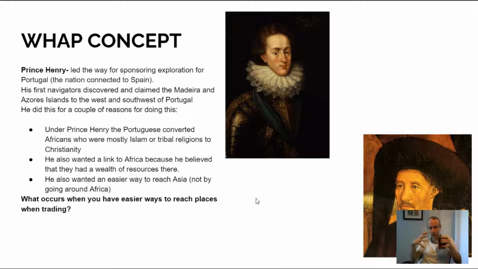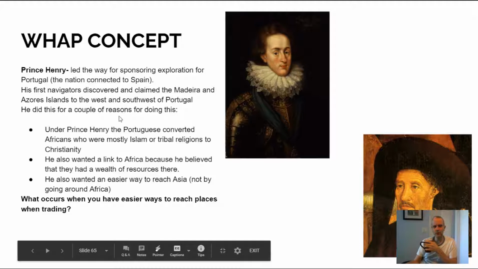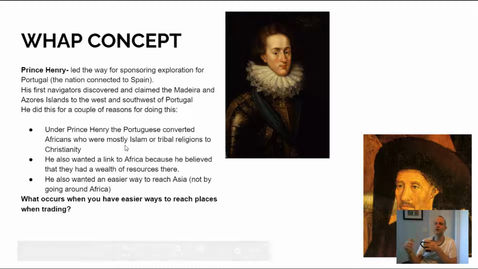Because this is the first time that the world is called world history, like the whole world can collide. Prince Henry the Navigator started to explore his area. This was facilitated off the 1400s, later on, to see what's around the actual coast of Portugal. Under Prince Henry, the Portuguese converted Africans who were mostly Muslim into Christianity. He wanted to link to Africa because he believed there was a great wealth of resources, and he wanted an easier way to Asia.